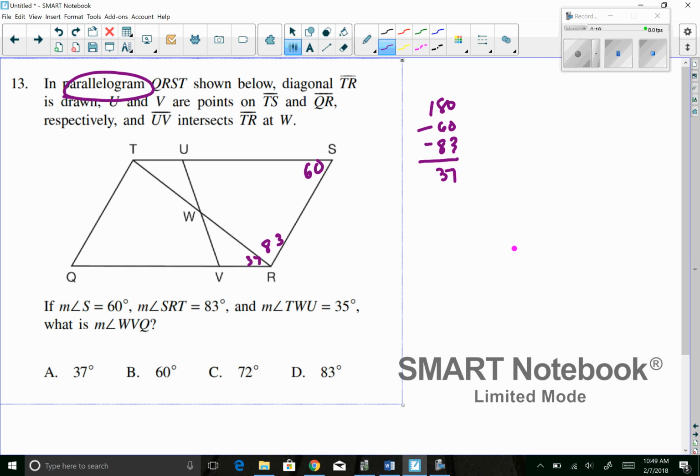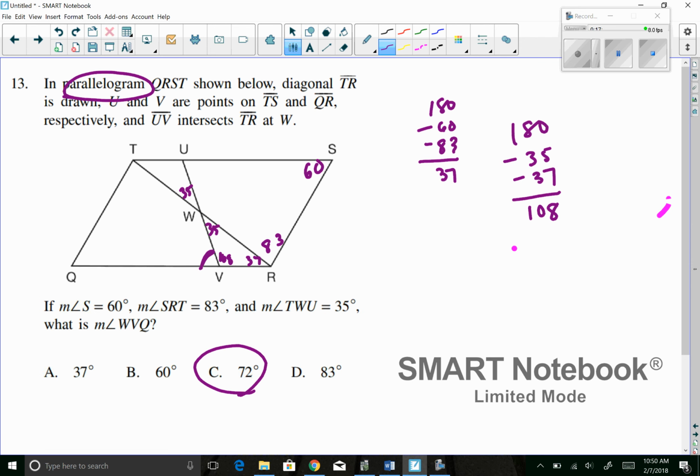The next piece of info says TWU is 35, making this angle here 35 because of vertical angles. Meaning I can find angle WVR. I know that's not what I want, but it's adjacent to WVR, so then I can go one more step. So if I take 180 and subtract 35 and 37, well, that's 72, so I'd be left with 108. So that means 108 is here, making this angle that they want 72 because they're supplements to each other.